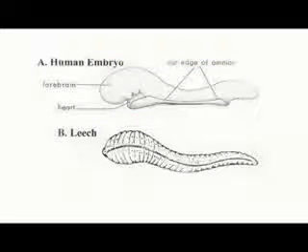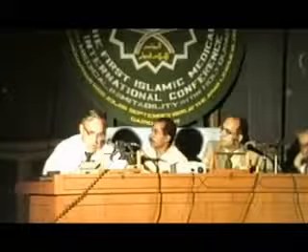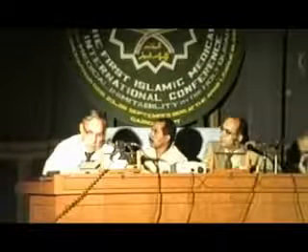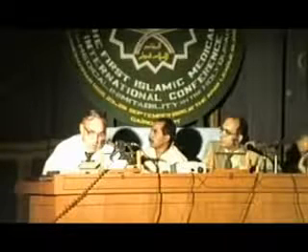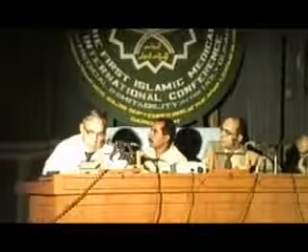I think you have to agree that the similarity between these structures is amazing, and that the human embryo is truly leech-like. The leech-like embryo is attached to the chorionic sac, which is embedded in the maternal blood and attached to the maternal endometrium, or the lining of the uterus.